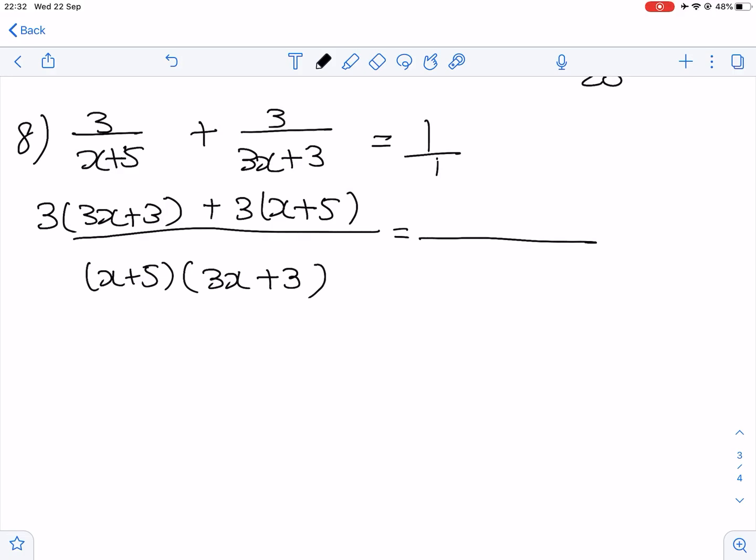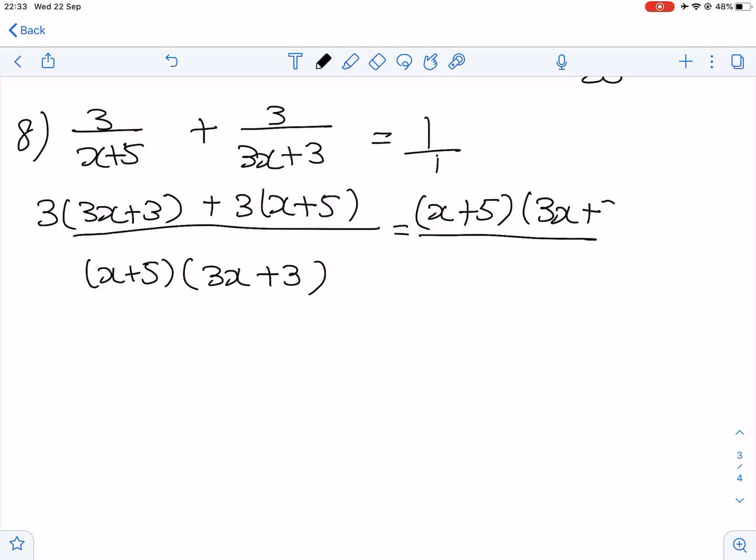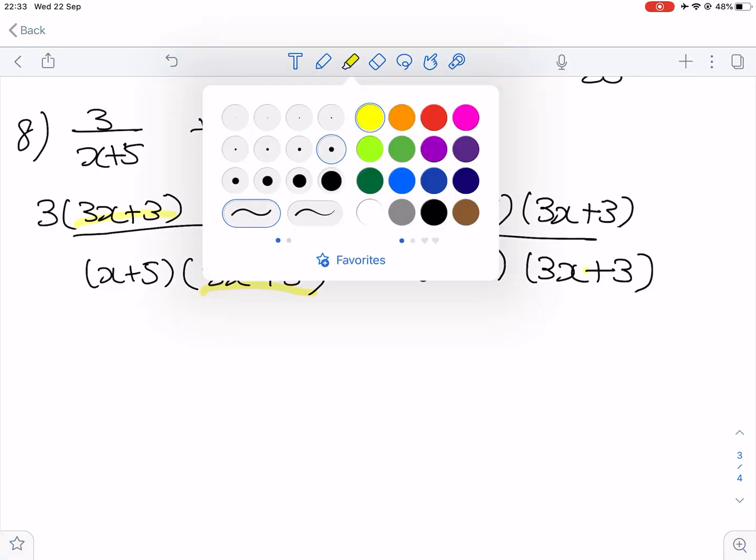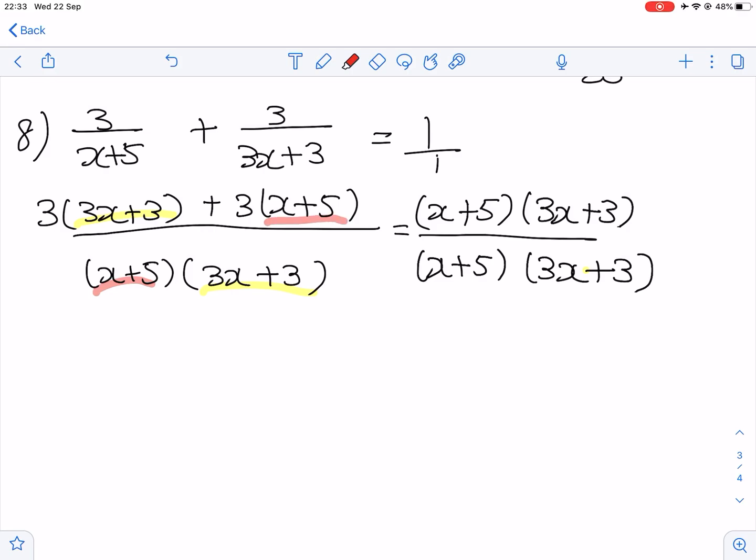So this becomes x plus 5, 3x plus 3. So I want to have a common denominator when I adding fractions. So here, x plus 5, so multiply the bottom by 3. I multiply the bottom by 3x plus 3, so I multiply the top by 3. Here, I multiply the bottom by x plus 5, so I multiplied the top by x plus 5. So to have a common denominator in here, multiply the bottom by this, so I multiply the top by this.